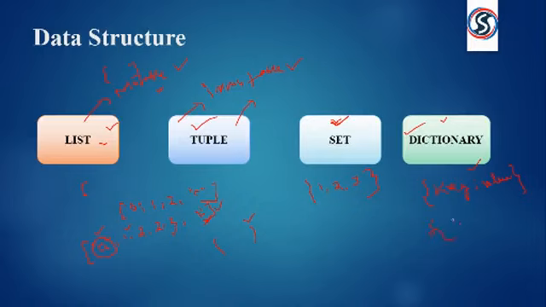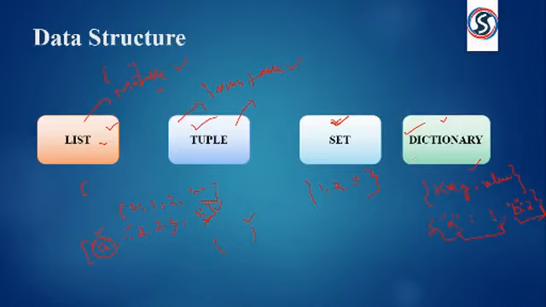Suppose I am writing the key A. What will be the value? The value will be 1, followed by a comma. You can define another element, that is B colon 2. So all the elements in the dictionary are in the form of key and value pairs. This is your first element, this is your second element.